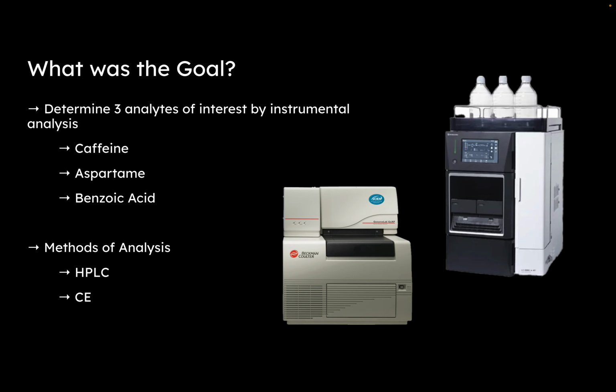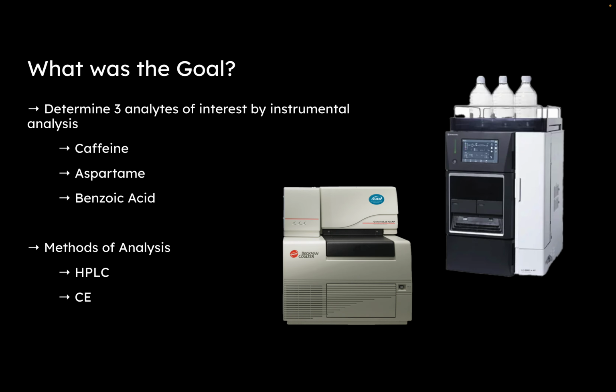So what was the goal? Well, the goal was very simple. It's just to determine three analytes of interest: caffeine, aspartame, and benzoic acid. We'll get into what those are. Using HPLC and capillary electrophoresis, two chromatographic methods.